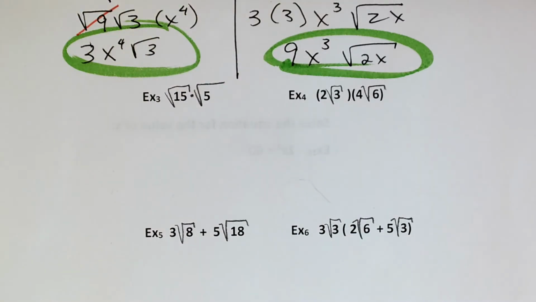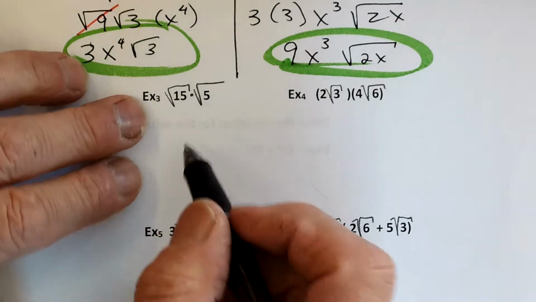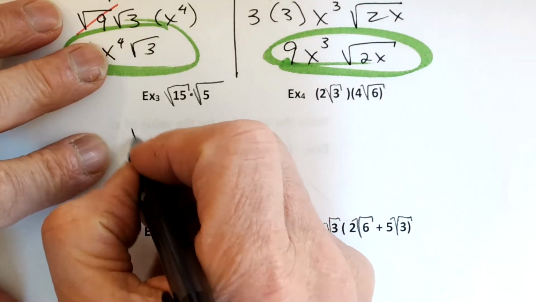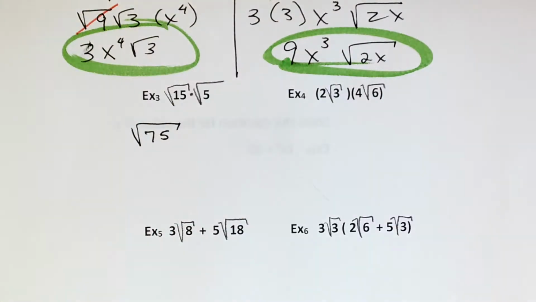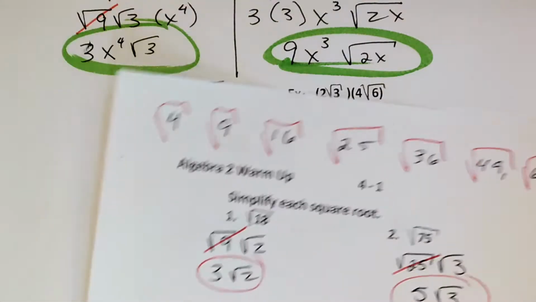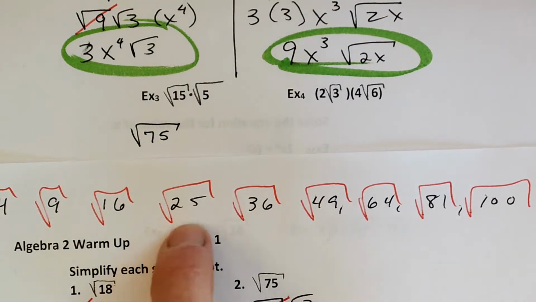Number 3, well, let's multiply. It says times. We can multiply, square root times square root. So 15 times 5, I think, is 75. Okay. And 75, I think I can do something with 75 to reduce it. If I look at my square root numbers, I think 25 goes into 75, right?